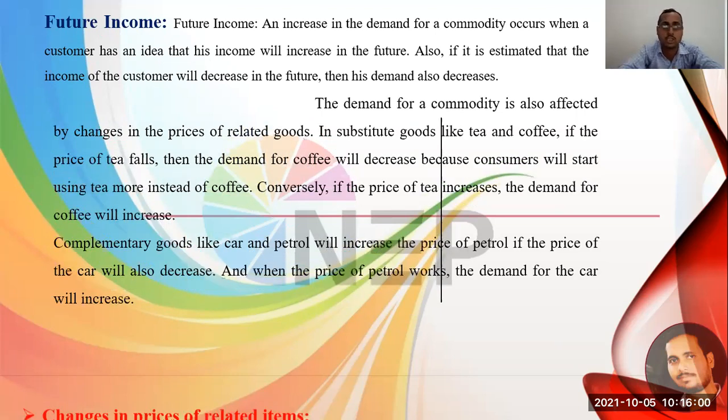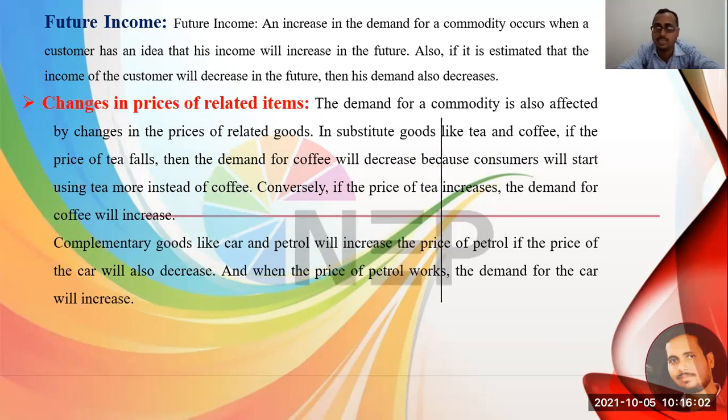Now, students, the change in the price of related commodities. As we know that there are two types of related commodities, and they also have an influence on the demand for commodities. The demand for a commodity is also affected by a change in the price of related goods. In substitute goods like tea and coffee, if the price of tea falls, then the demand for coffee will decrease because consumers will start using tea more instead of coffee.